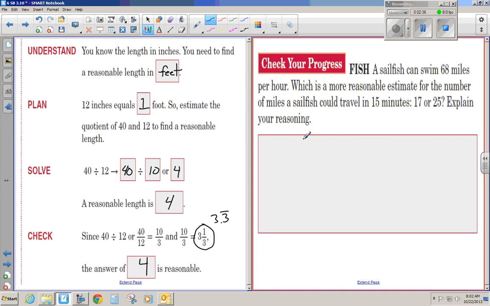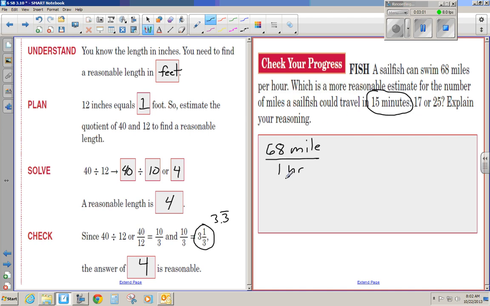So a sailfish can swim 68 miles per hour. Which is a more reasonable estimate for the number of miles a sailfish could travel in 15 minutes, 17 or 25? Explain your reasoning. All right, so we're looking at 68 miles per 1 hour. And we want to know how far in 15 minutes.